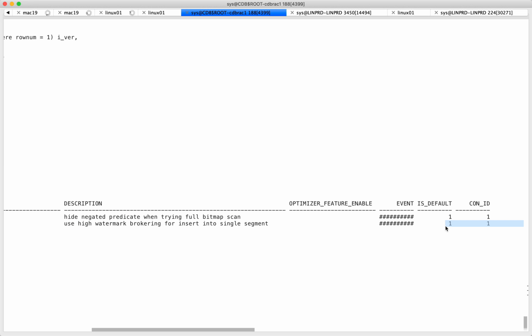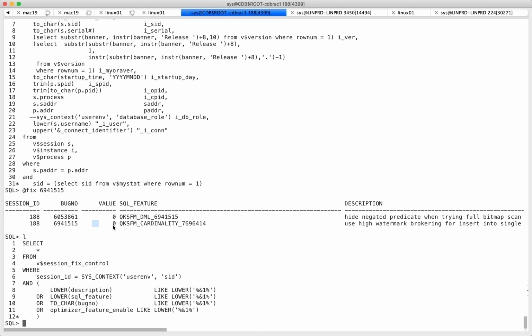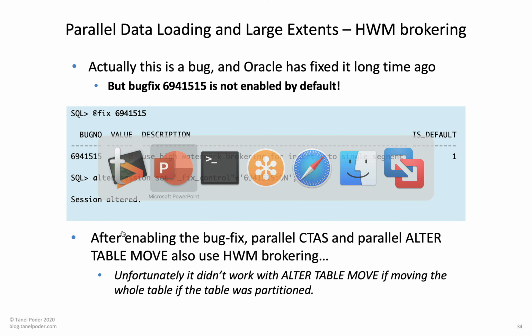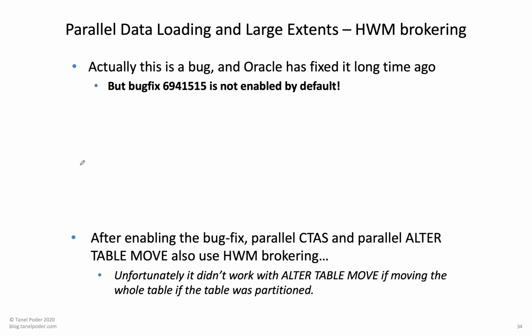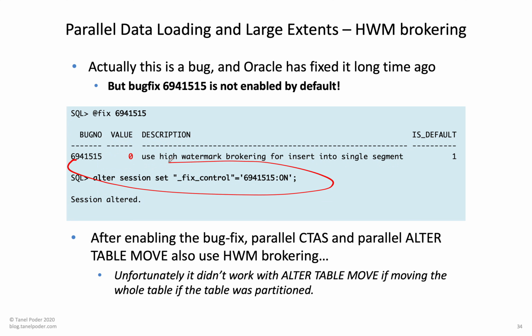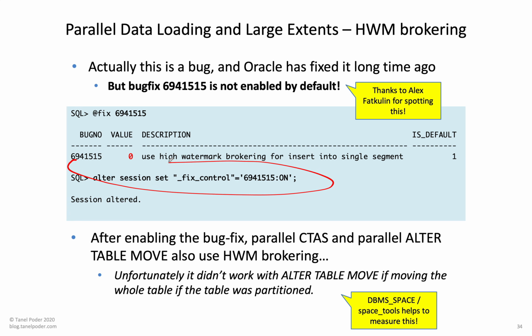It is currently at its default value, but the default value is 0, so it's actually disabled. The bug was fixed a long time ago, but it was not enabled by default for some reason. I don't know what reason. Maybe it was a bit too buggy, unreliable at first, or whatever. So we had to set this as well, and then finally we got this high watermark brokering.